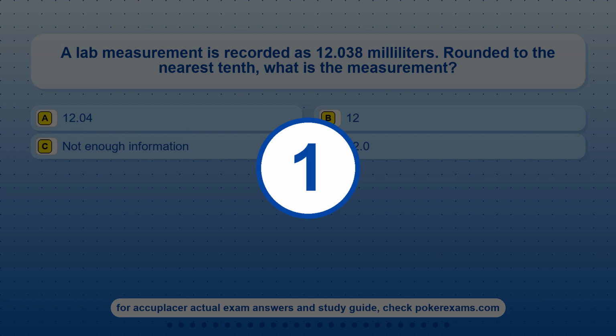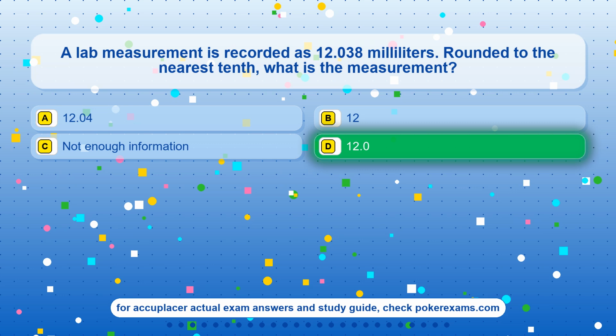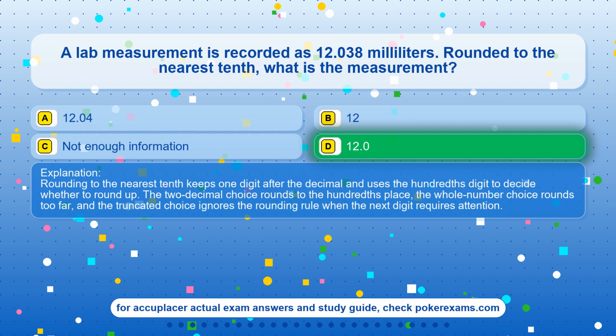The correct answer is option D. 12.0. Rounding to the nearest tenth keeps one digit after the decimal and uses the hundredths digit to decide whether to round up. The 12.04 choice rounds to the hundredths place, the whole-number choice rounds too far, and the truncated choice ignores the rounding rule when the next digit requires attention.